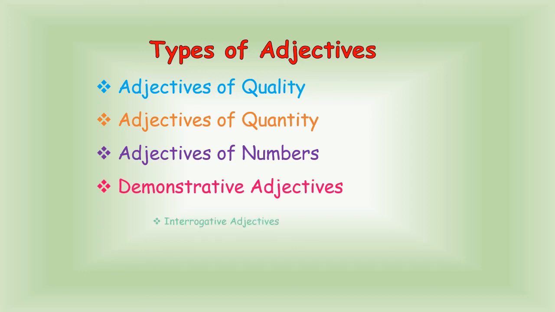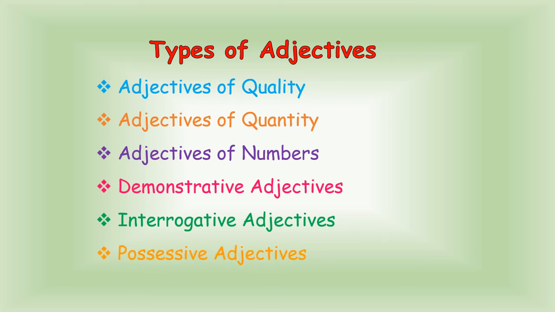Yes. Now what is next? Interrogative adjectives. It helps us to ask questions about nouns and pronouns. What is the next one? Possessive adjectives. It tells about the ownership. So children, here: adjectives of quality, adjectives of quantity, adjectives of number, demonstrative adjectives, interrogative adjectives and possessive adjectives. These are the different adjectives. Okay, we will be learning more about these adjectives in the next class.